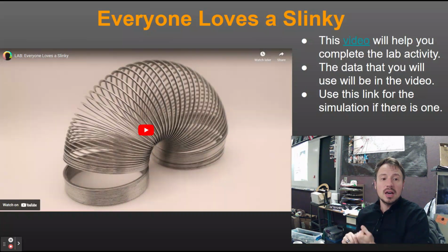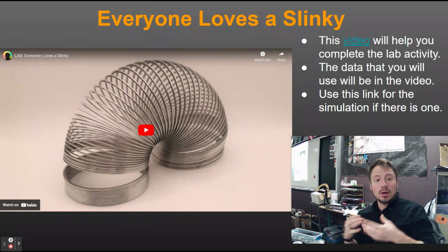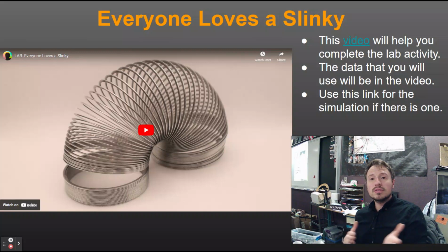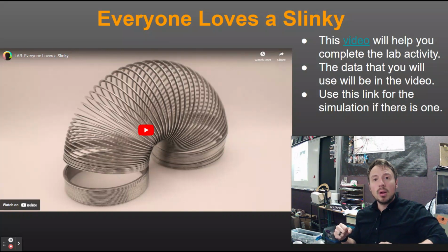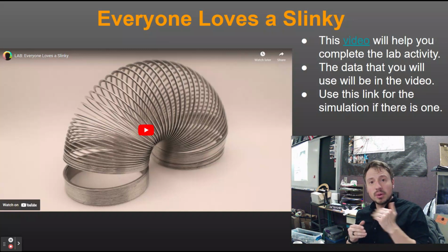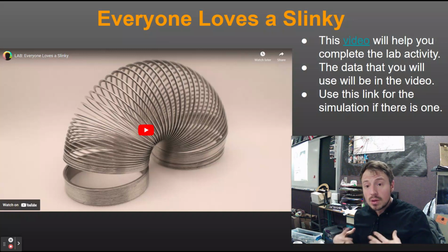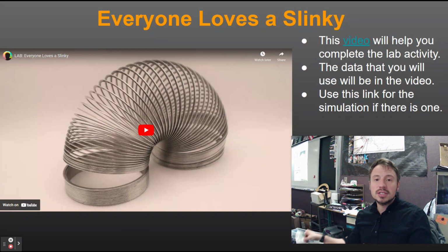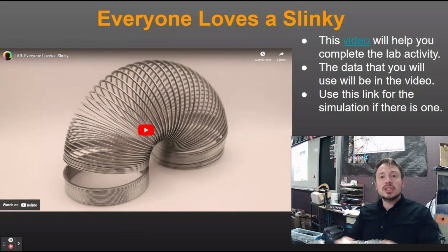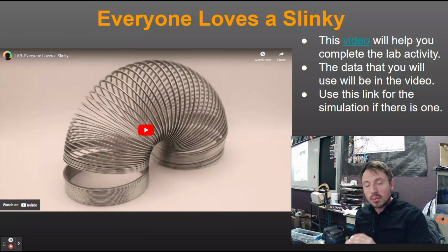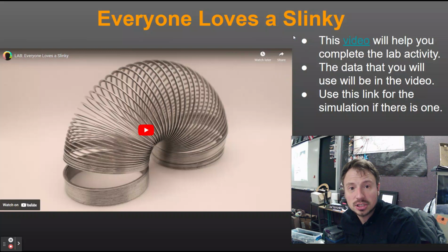The last thing we did was a lab. Everyone loves a slinky. In this one, we were measuring how fast waves travel in a slinky. We were stretching that slinky out and sending a pulse down. That pulse was going down and back, and we were timing how long it took and calculating that wave speed. We were increasing the tension in that slinky, which is changing the medium. When you change the medium, the wave speed should change.